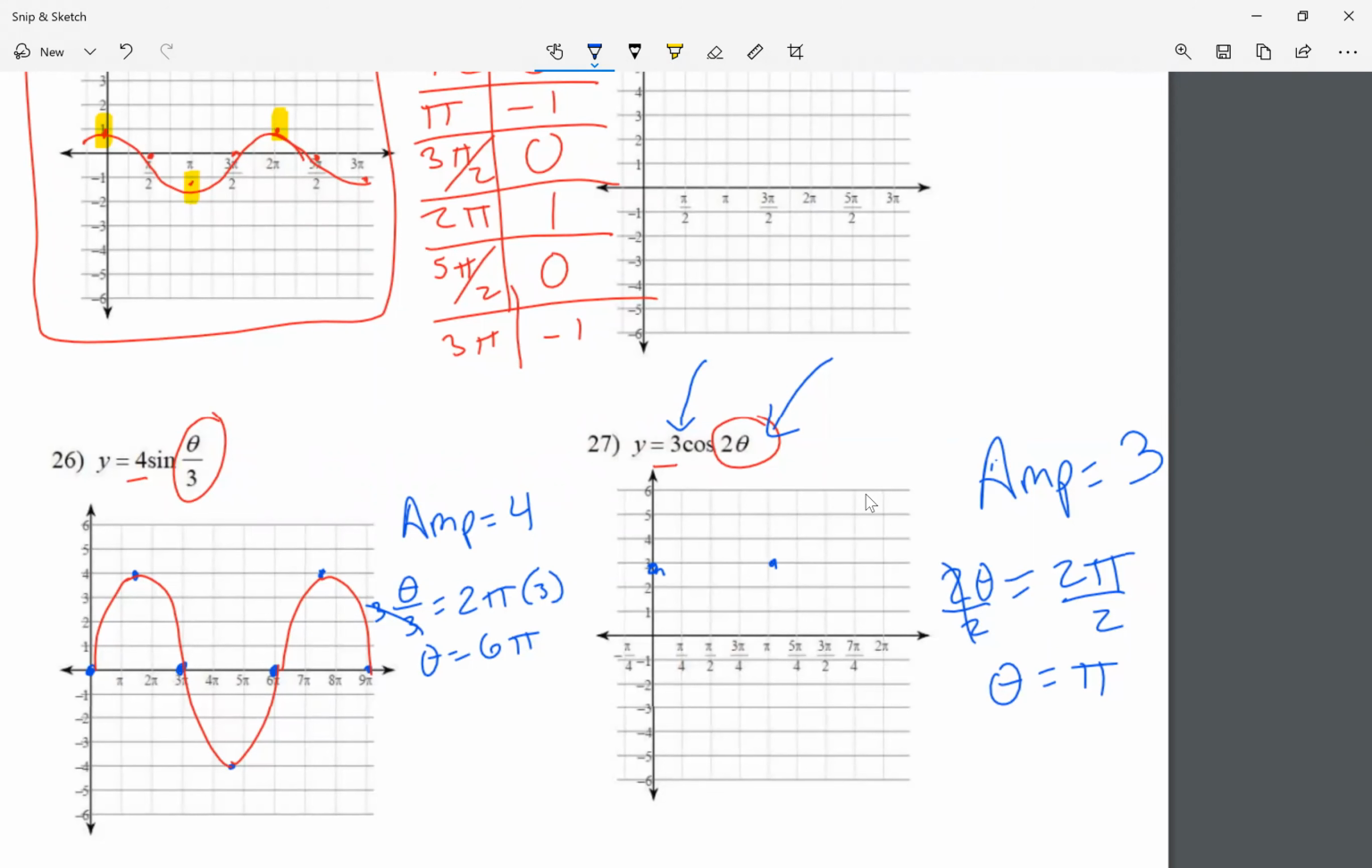Right in the center, right in the middle between 0 and pi, which is pi over 2, it's going to reach the lowest point. It's going to reach -3. And between the highest and the lowest point, right in between is going to be 0. So here pi over 4 is going to be 0, and 3 pi over 4 is going to be 0 as well. Okay, so I have my important points there.